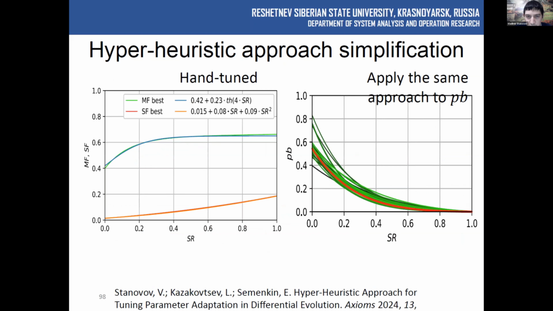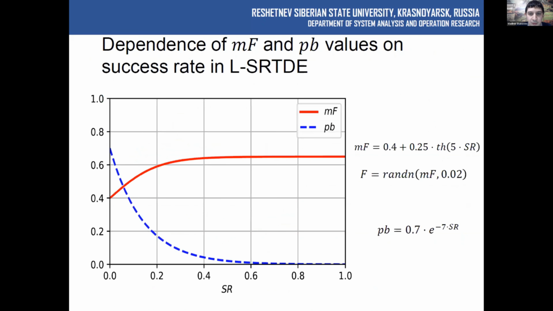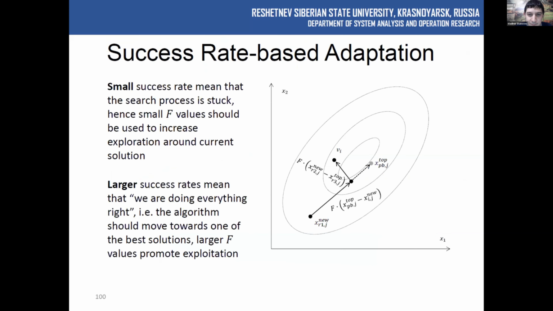p% best. You can see the graph on the right, and it shows that if the success rate is small, we should make a broader search. And if the success rate is high, we should concentrate on the best solution and just go towards our optimum. Okay, so now you know where this picture came from, and this is part of the LSRTD algorithm.